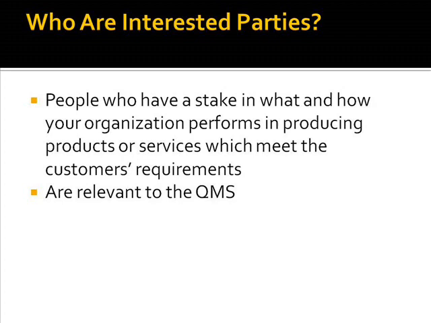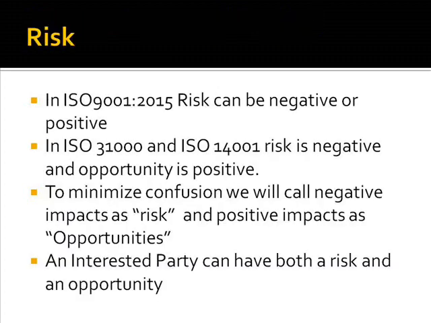Now, in previous versions of ISO 9001, we were mostly concerned with the customer, and we kind of poked at the suppliers and the employees. There was nothing formalized, and there were no direct considerations of risk or opportunity. But now, when we look at the interested parties, these are people who have a stake in what and how your organization performs in producing products and services which meet the customer requirements and are relevant to the QMS. Interested parties are defined in Section 4.2 of the standard.